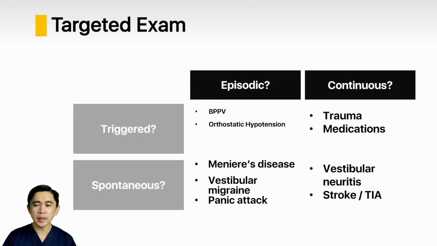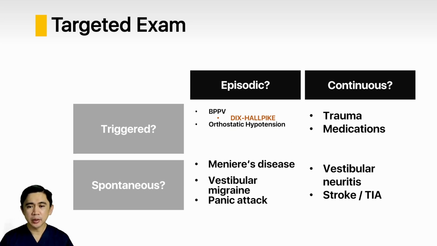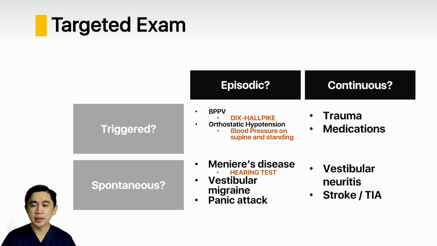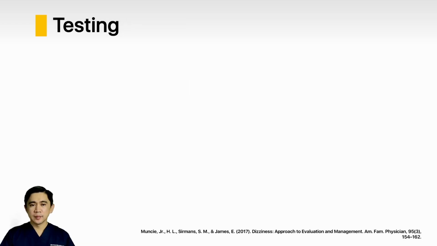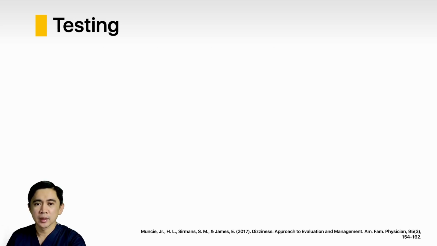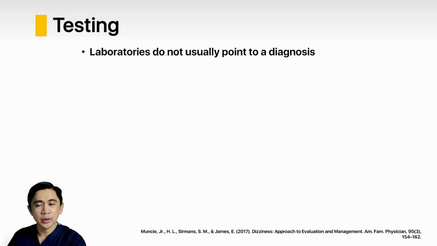And when we get to the targeted exam, BPPV just needs Dix-Hallpike. Orthostatic hypotension just needs blood pressure on both supine and standing up. Meniere's disease just needs hearing test. And a stroke or a TIA just needs a HINTS exam. Testing for dizziness, laboratories do not usually point to a diagnosis, so there's no point of getting routine laboratories.